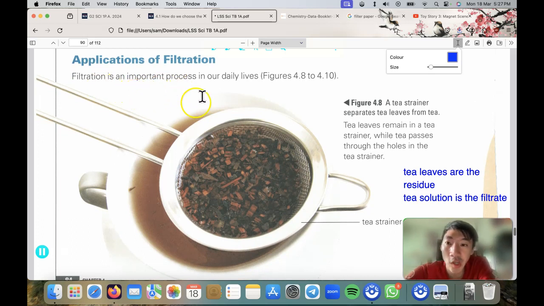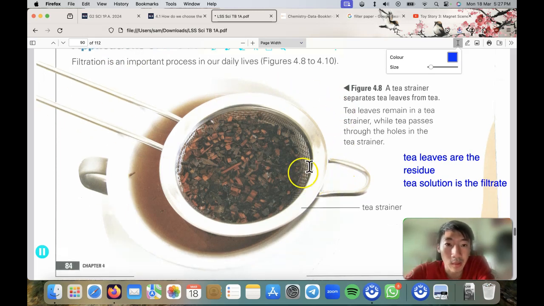You see that filtration is important in our daily lives because you can use it to make tea. For example, when you make tea, there's this thing called a tea strainer. The strainer is just this metal object here, like a sieve. The tea leaves remain in the tea strainer, and the tea particles dissolve from the tea leaves and enter the water. That creates the tea drink that we are drinking.